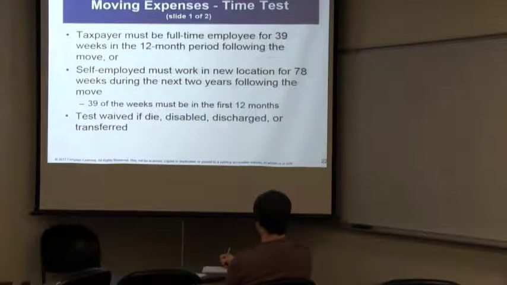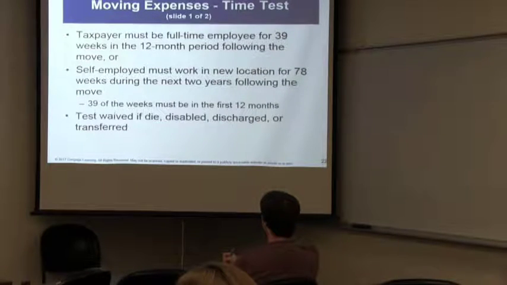Now for the second requirement. This is the time test. Congress does not expect that when you take a new job and move to a new location, you are going to start working immediately. It takes some time. You have to figure out where your kids are going to go to school, where the grocery store is, where the coffee shop is, all these things. So they give you a little bit of leeway. They say, okay, you don't have to start work immediately, but you have to be working within 12 months after you move. You have to work for 39 weeks out of 52 in the year.